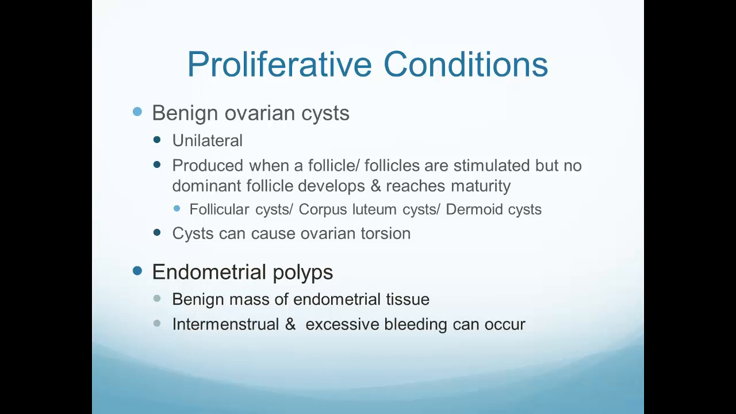Some proliferative conditions that can also occur with the female reproductive tract include benign ovarian cysts. Benign ovarian cysts can be on one side usually. Typically what happens is that we're having these little cysts forming there. Enough of them forming on the ovary can start to interfere with ovarian function, but they're benign, they're not going to cause cancer. We can also have endometrial polyps, and this is a mass of endometrial tissue.